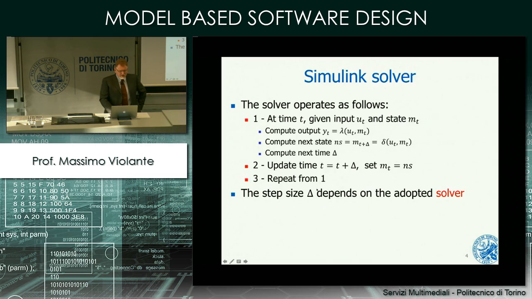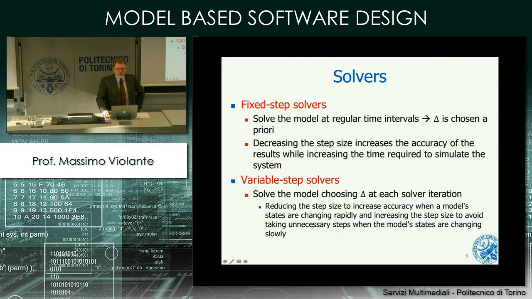Then delta, as I was saying, depends on the adopted solver. If you look into the configuration of Simulink, you have multiple options here. You can have fixed step solvers, or you can have variable step solvers. The fixed step solvers are those that are based on a value of delta that is chosen a priori. So once you configure your Simulink solver, you select fixed step solver, you provide the value you want to use for delta, or you select auto.